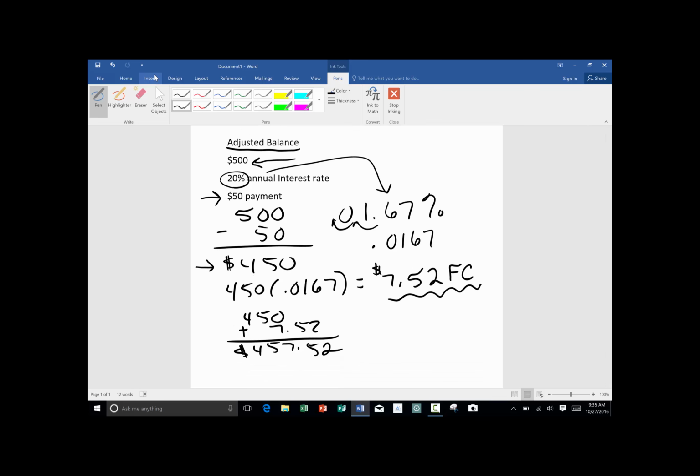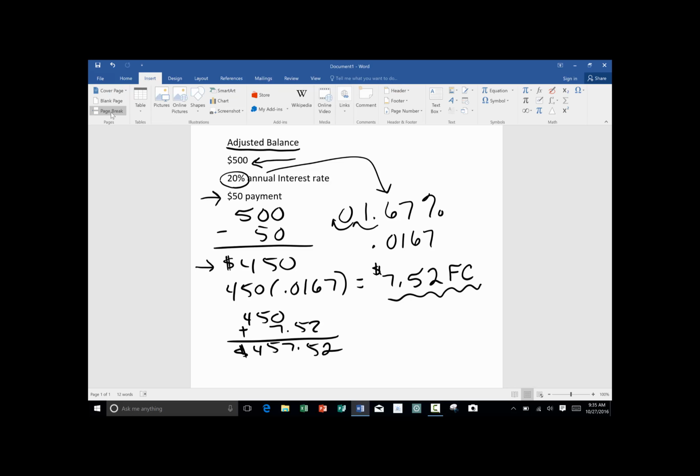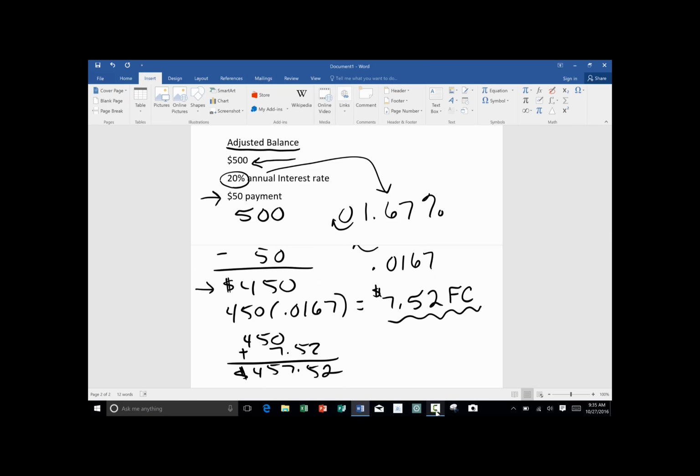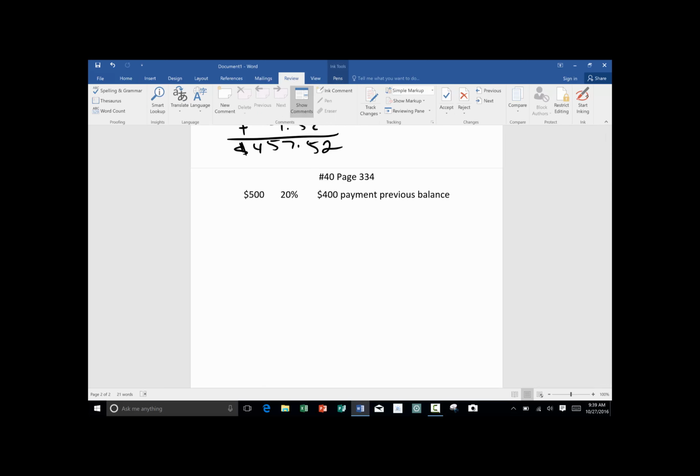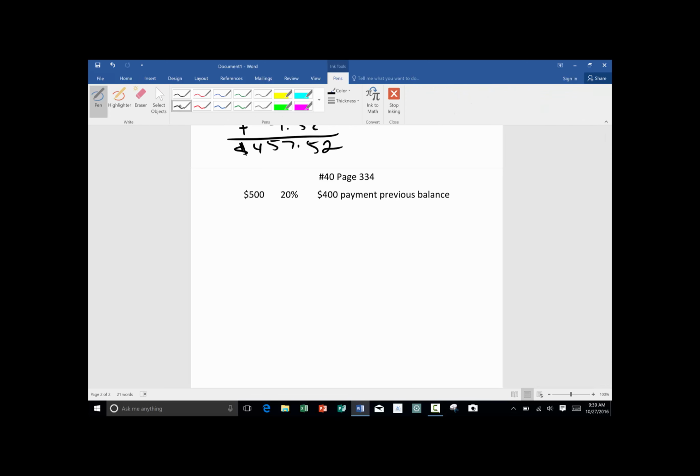So let's insert a page, and I'm going to put another problem on there. So let's take a look at this one. Pull my pen up here so we can use it. So this one says we're going to use the previous balance method, and this is number 40 on that same page. For previous balance, you take the balance that they give you and you multiply it by the interest to get the finance charge. We've already figured out that a 20% annual interest is 1.67.